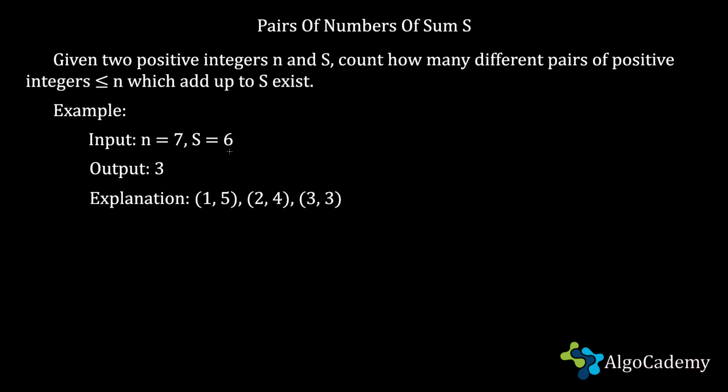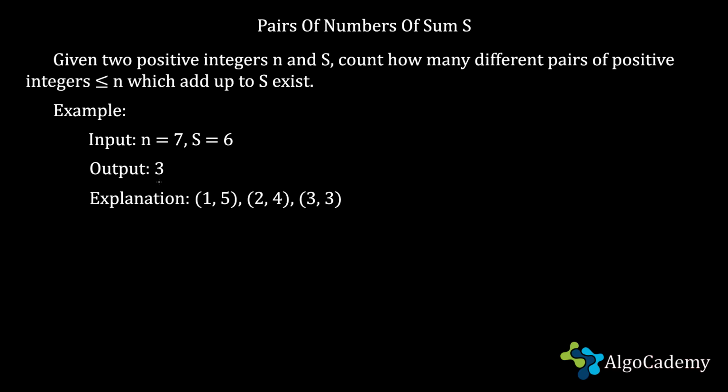So we have to count how many pairs of integers which are positive but no greater than 7 add up to 6. And the pairs are 1, 5, 2, 4, and 3, 3. There are a total of 3 of them, so this is why we return 3.